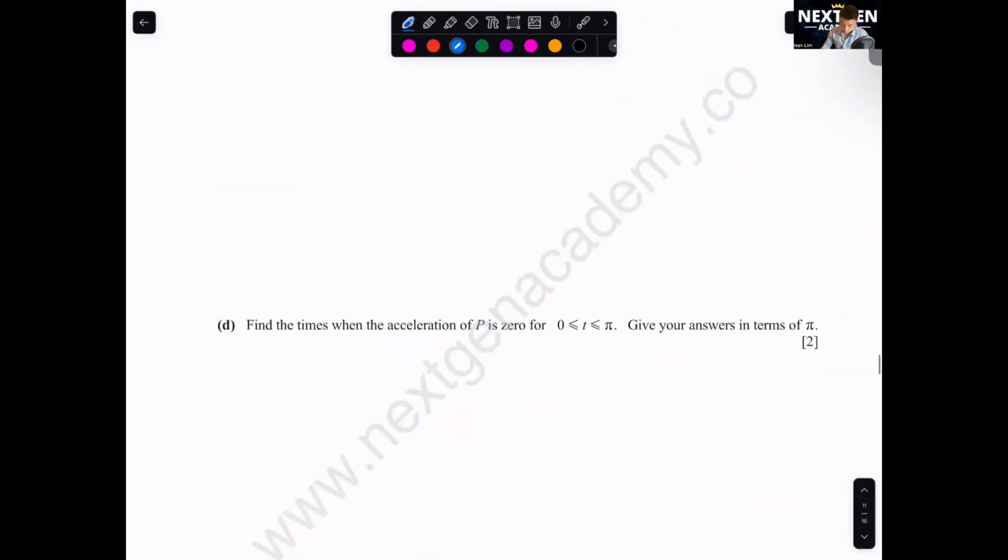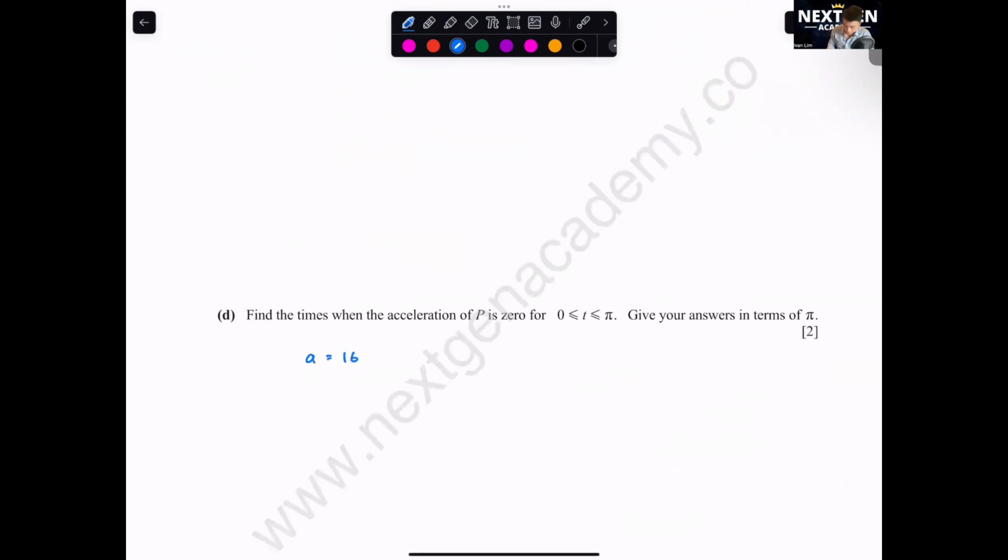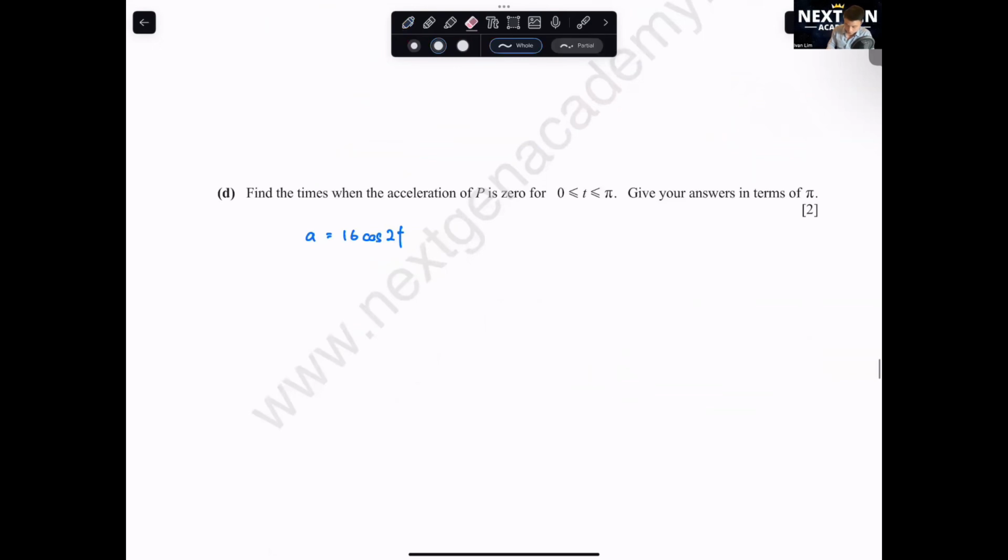So acceleration is 16 cos 2t. They want us to solve when a equals 0. So 16 cos 2t equals 0, cos 2t equals 0.